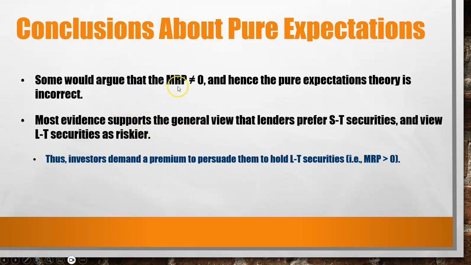Some would argue that the market risk premium is not equal to zero, and hence the pure expectations theory is incorrect. Most evidence suggests the general view that lenders prefer short-term securities and view long-term securities as riskier. Thus, investors demand a premium to persuade them to hold long-term securities versus short-term securities. That's why the market risk premium is usually above zero.